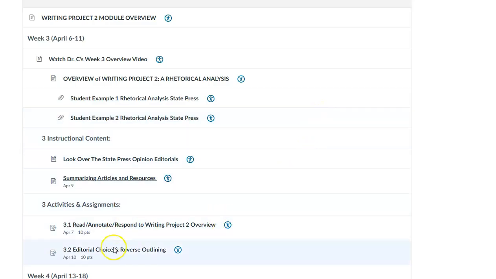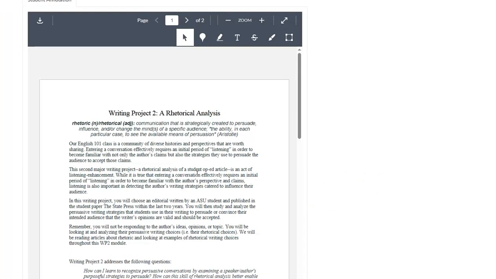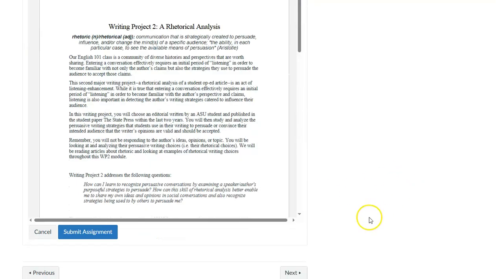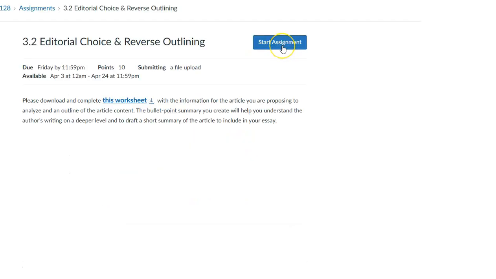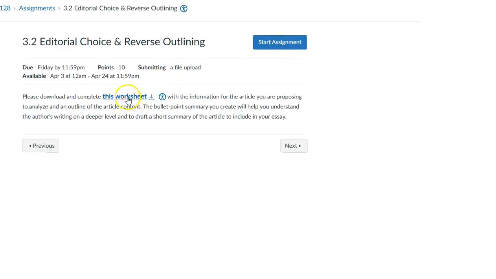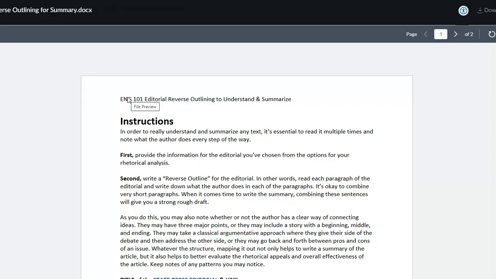For the first activity, we only have 2 assignments here, but the second one is going to take a minute to prepare for. The first one is simply annotating the assignment to make sure that you read all of the details and that you have a chance to ask me questions. It's the same thing we did with our first one, so you should be pretty familiar with that. The second one is going to ask you to fill out this worksheet. This worksheet also lets me know what editorial you have chosen, so you need to pick an editorial this week so that you can stay on track to finish this essay.